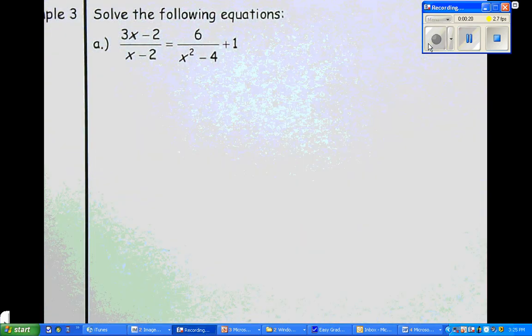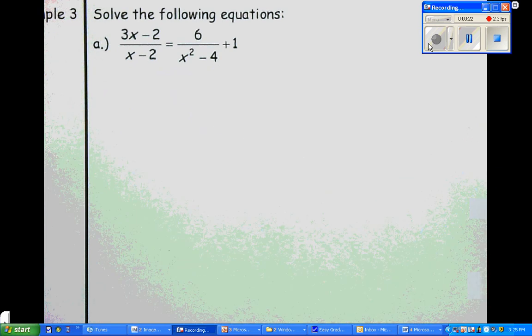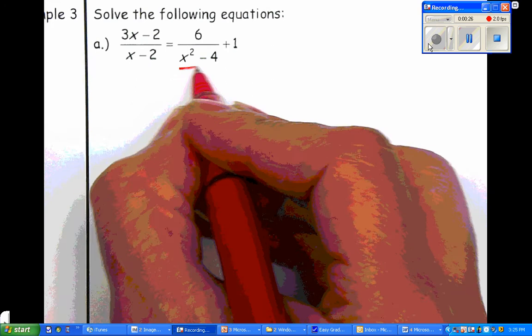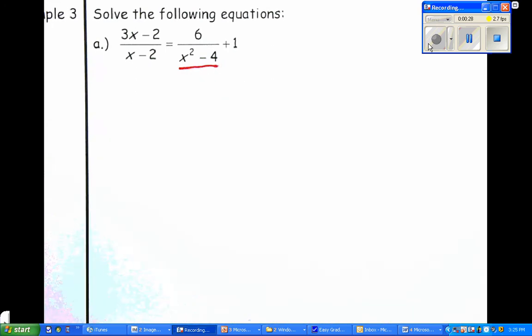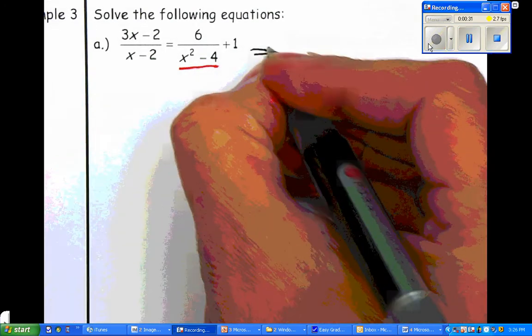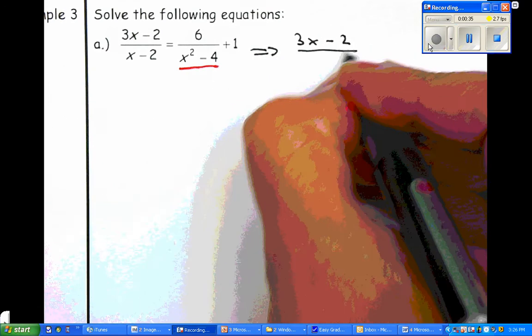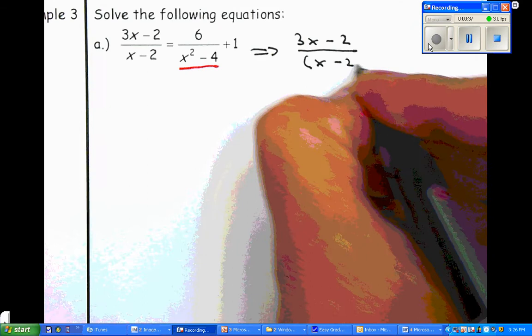So the best thing to do is to be able to factor the denominator. Nothing we can factor here. We need to be able to factor this. If you notice, that's the difference of two squares. So let me go and rewrite it. We have 3x minus 2 over x minus 2.